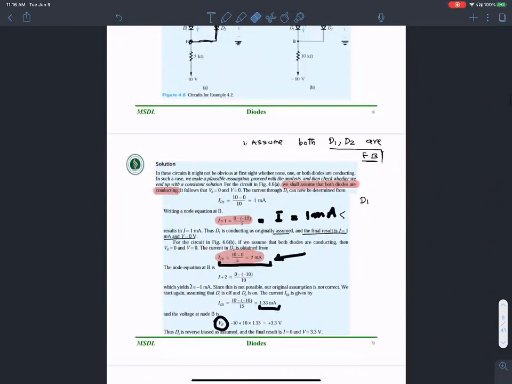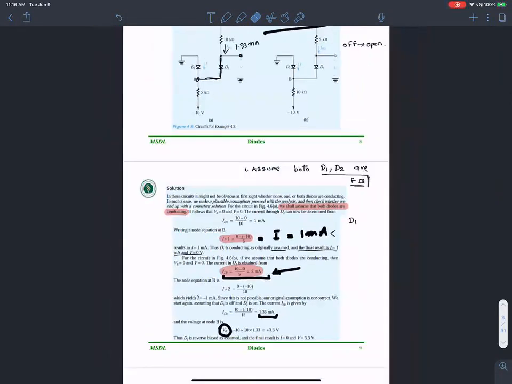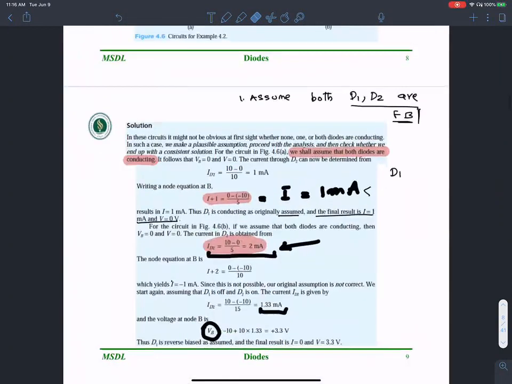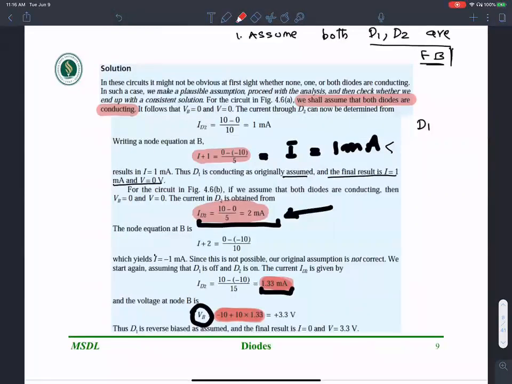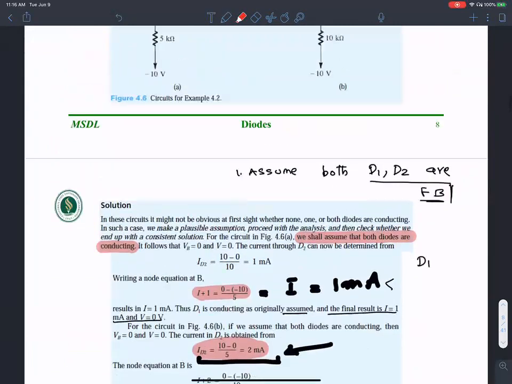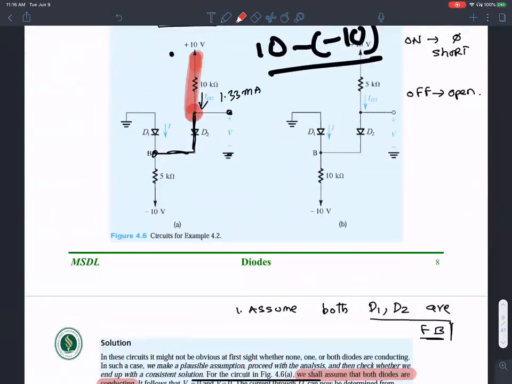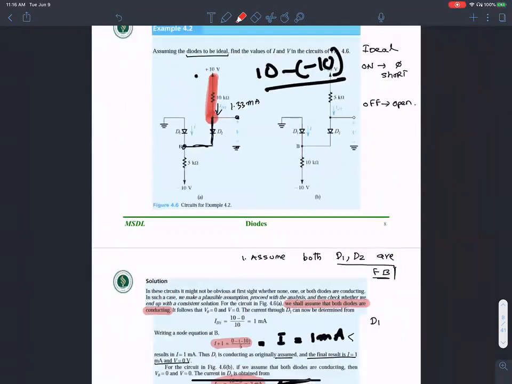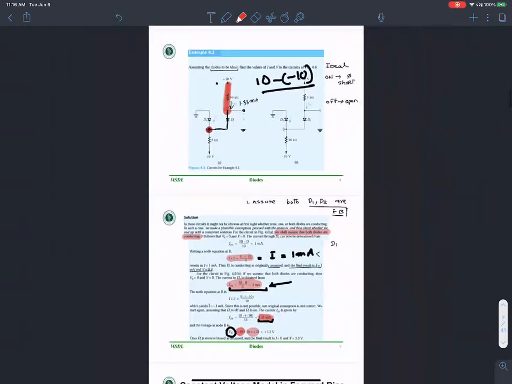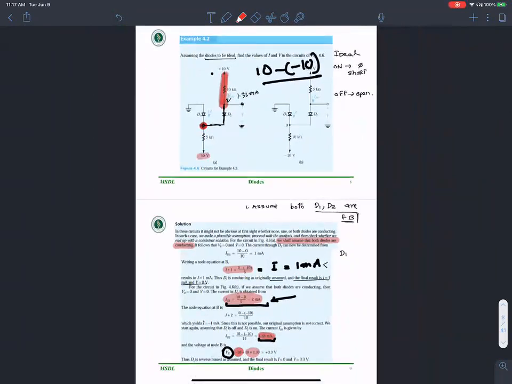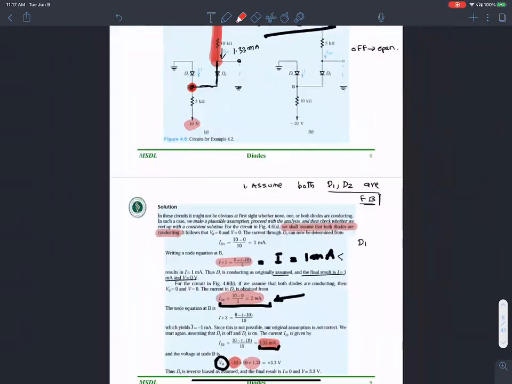So D1 is reverse biased and D2 is on. The voltage at VB can be obtained using Ohm's law. Once I get IB, the current flowing in there, and the voltage times... negative 10 is the voltage applied. You think about it, negative 10 is the voltage applied, and 10 times 1.33 is the voltage drop over here. So I can obtain the value of the voltage VB to be negative 10 plus the voltage drop across that resistance.